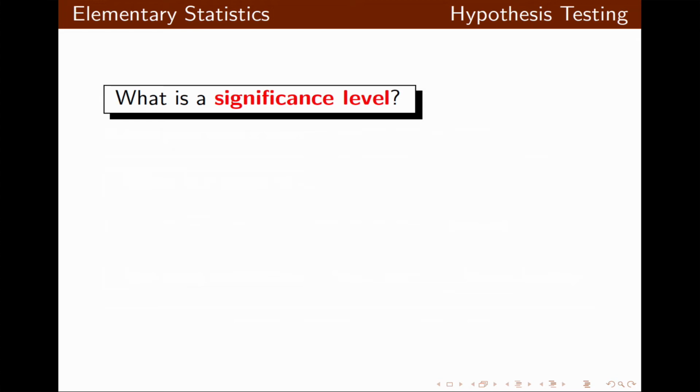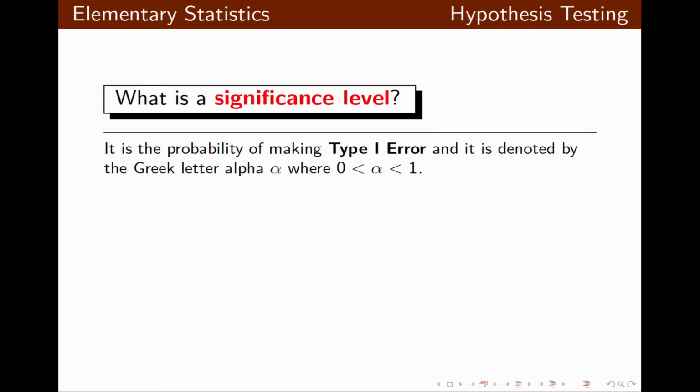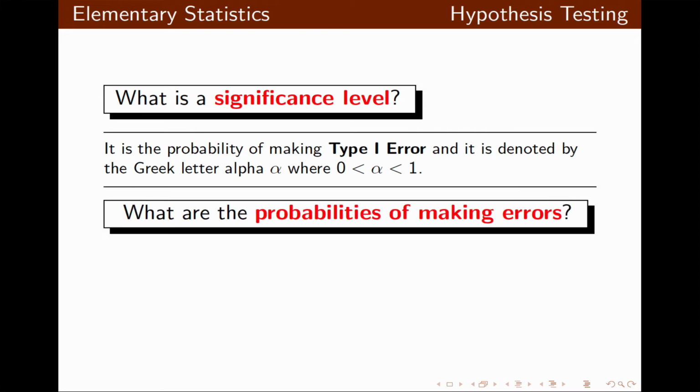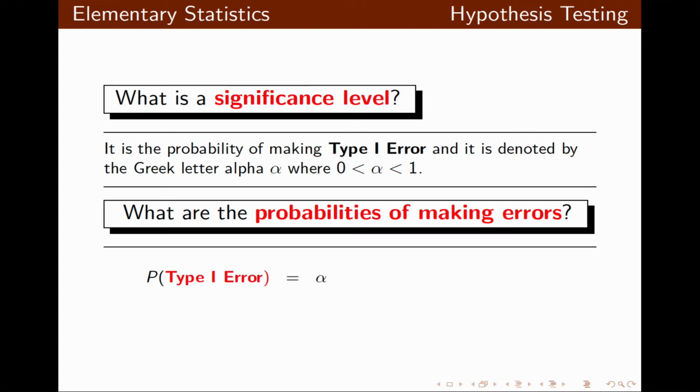What's the significance level? Significance level is the probability of making type 1 error. We use the Greek letter alpha, where alpha is some number between 0 and 1. So what are the probabilities of making errors? Probability that we make type 1 error is alpha, and probability of making type 2 error would be 1 minus alpha.